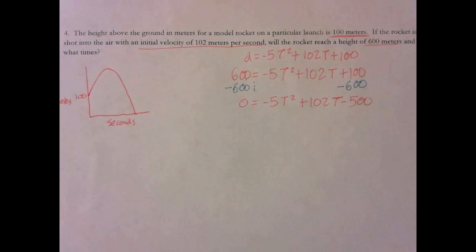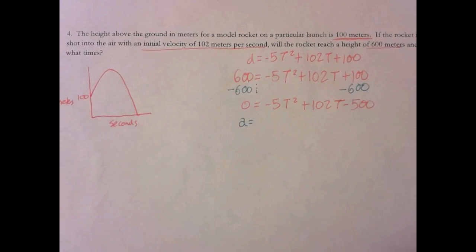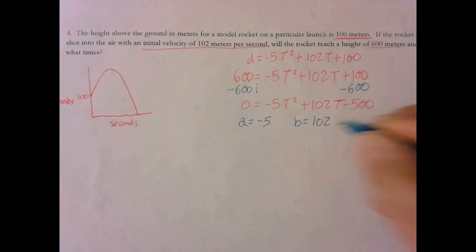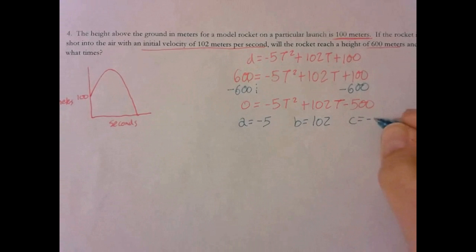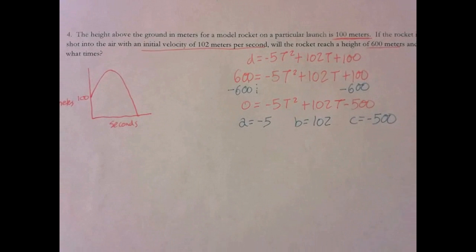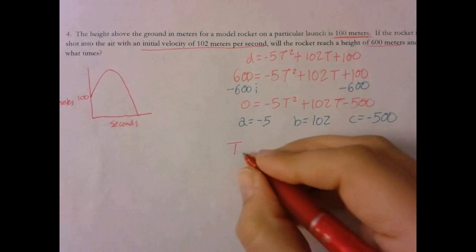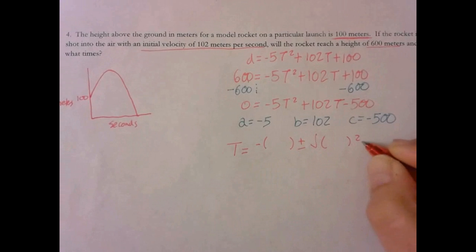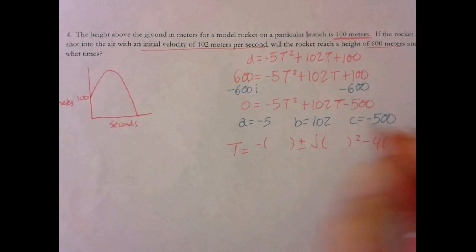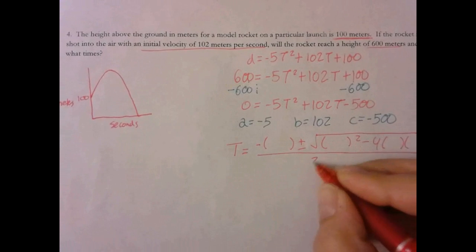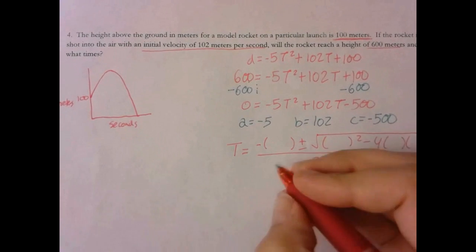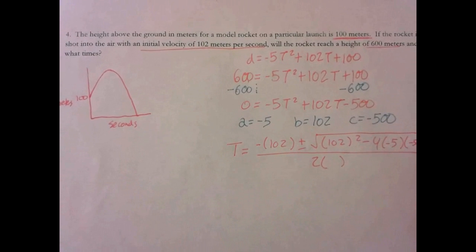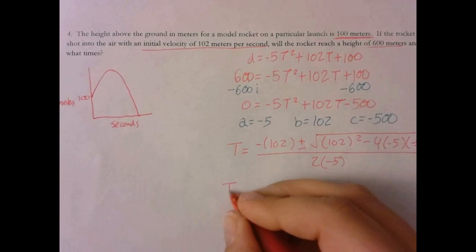Cool. Let's label a, b, and c. a equals -5. b equals 102. c equals -500. Okay, put in your equation. t equals negative b plus or minus square root b squared minus 4ac, all over 2a. Plug in your numbers. And let's simplify a bit.